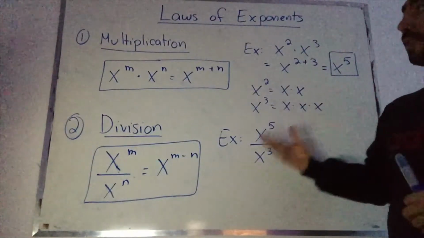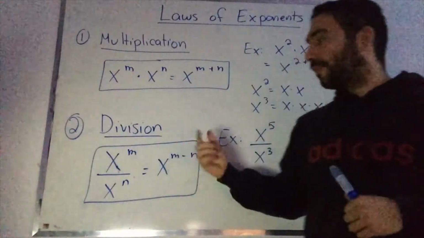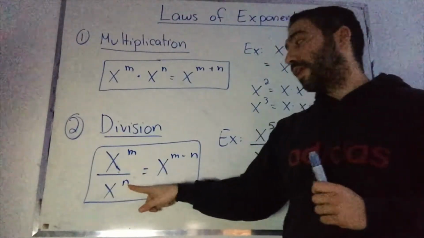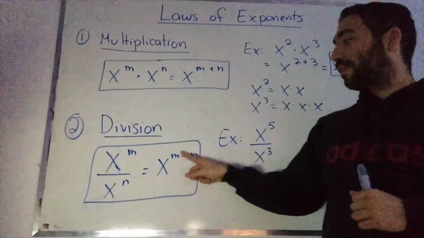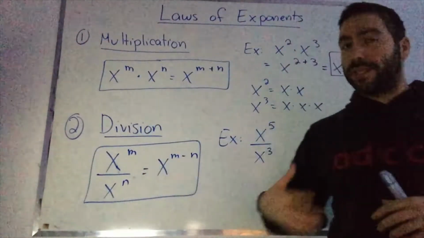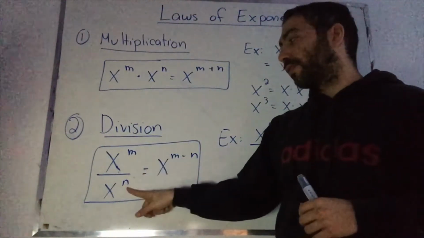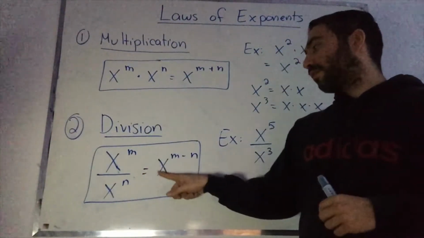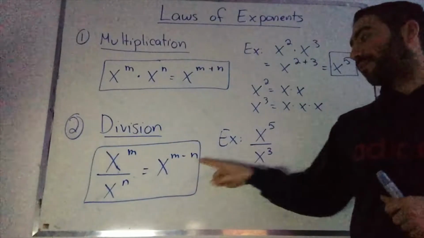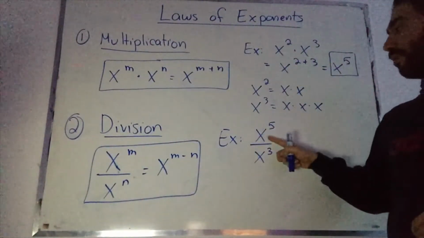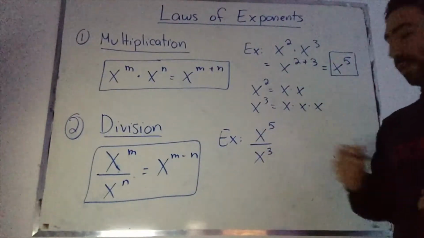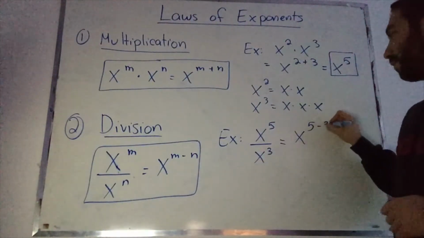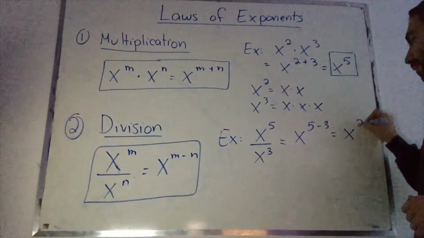Okay. The next property that we have is division. So if you're dividing monomials and the bases are the same, so we have x to the m over x to the n. Now, instead of adding the exponents, we subtract the exponents, and make sure you subtract the exponent in the numerator by the exponent in the denominator. So it's going to be x to the m minus n. So if we look at this example here, we have x to the 5 divided by x to the 3. This is the same thing as saying x to the 5 minus 3, which is just x squared.